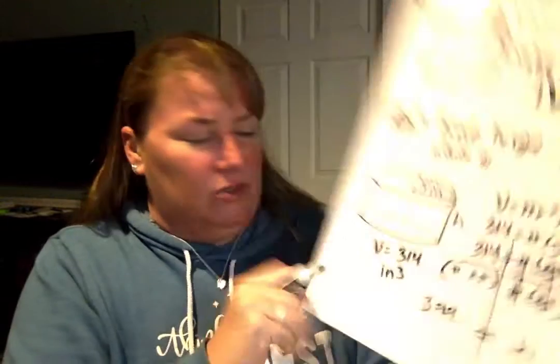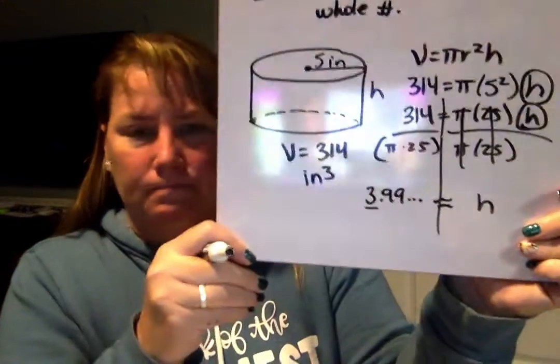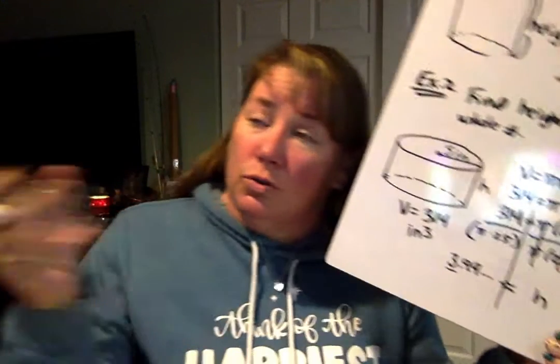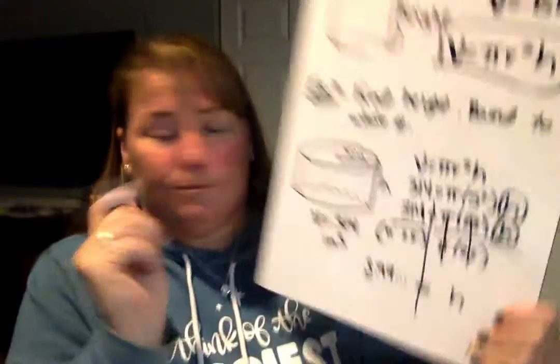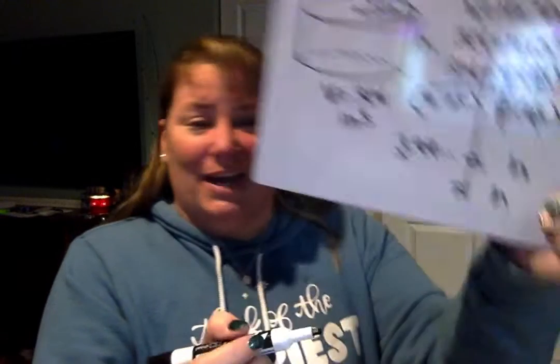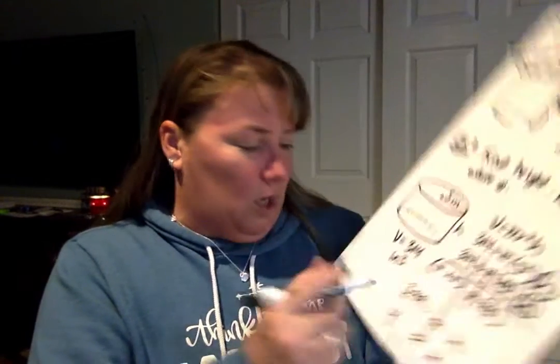So the whole number, think about this as your dollar. So rounding that guy, is $3.99 closer to $3 or closer to $4? Hopefully you guys answered that. So height is approximately 4.